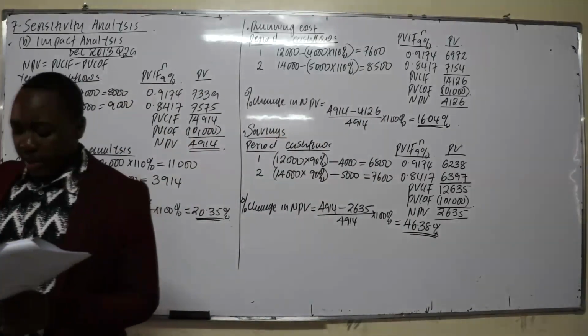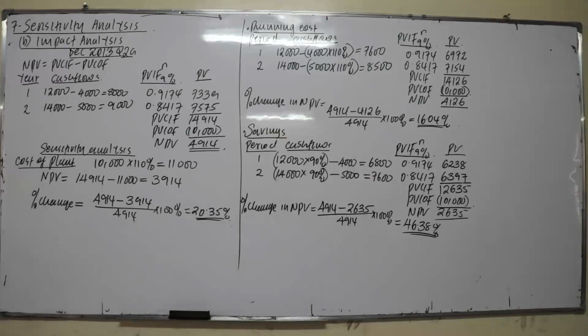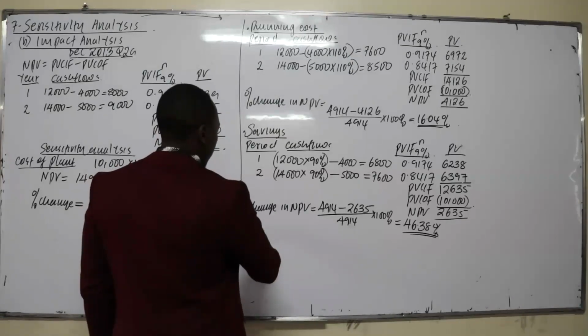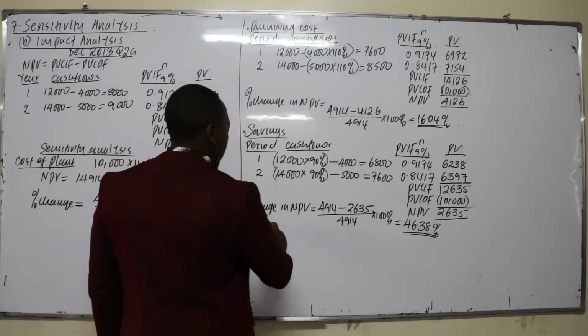So now let's go back to the required. You are to determine the sensitivity of the project to changes in the level of cost of plant, running cost, and savings, considering each factor at a time, and assuming each factor is varied adversely by 10%. Number 2, comment on the factors which is the most sensitive to adverse variation. Savings. So now let's make a summary.